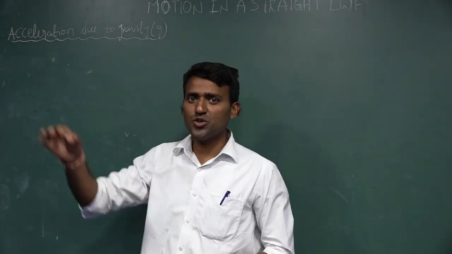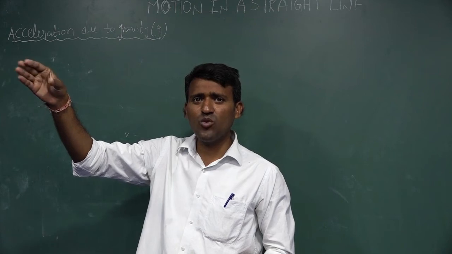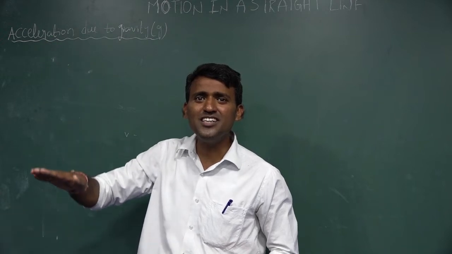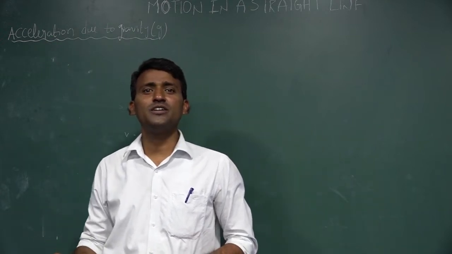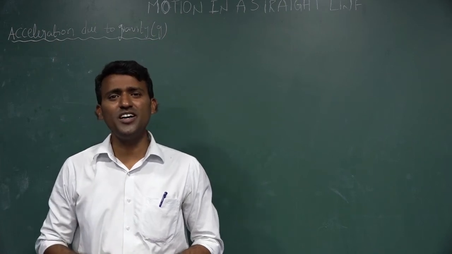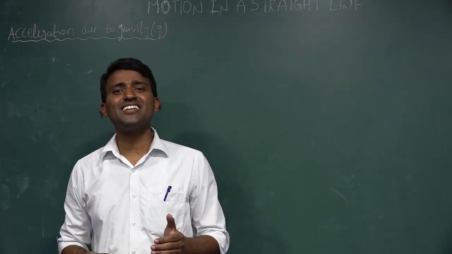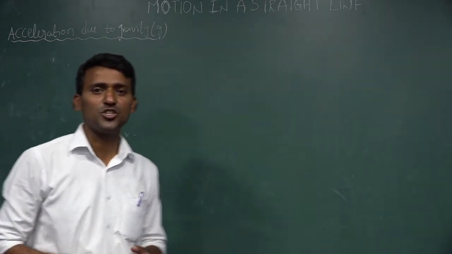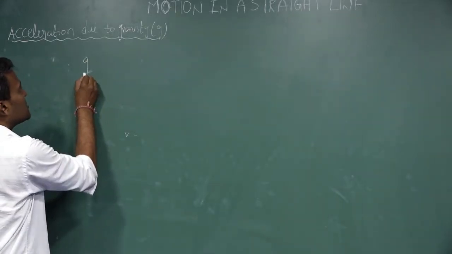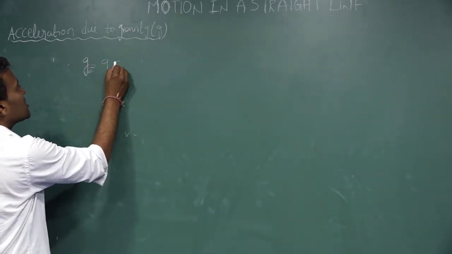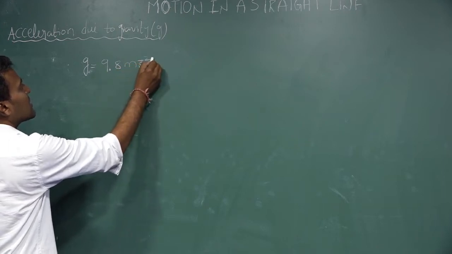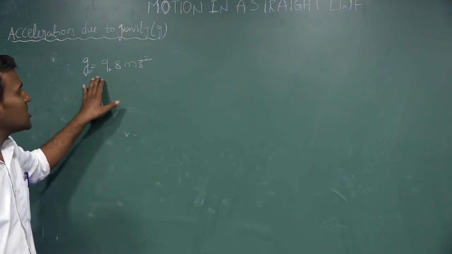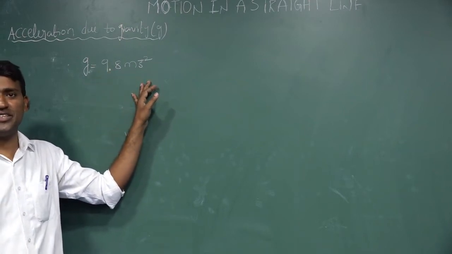See here, just now I showed that when you leave one object, it accelerates towards the center of the earth under the influence of gravitational force. That acceleration we call acceleration due to gravity. The value of G was calculated experimentally: G is equal to 9.8 meter per second square, isn't it?